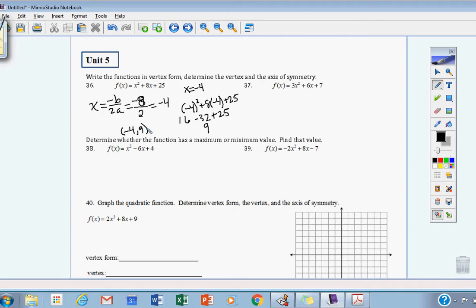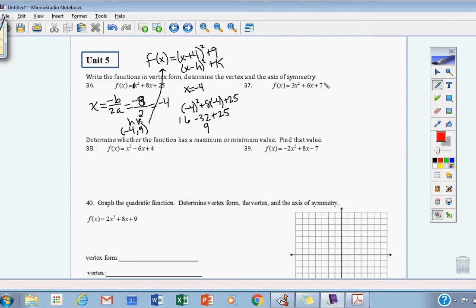And if I have the vertex, running out of room here, I can put that into what we call vertex form. So f of x equals, the a value is 1 here, so we just keep that. So x plus 4, quantity squared, plus 9. Remember, in vertex form, it's x minus h, quantity squared, plus k, and the vertex is (h, k).